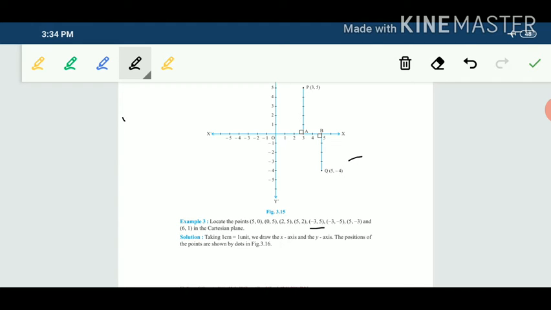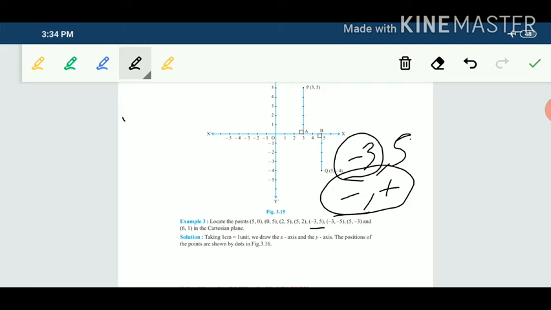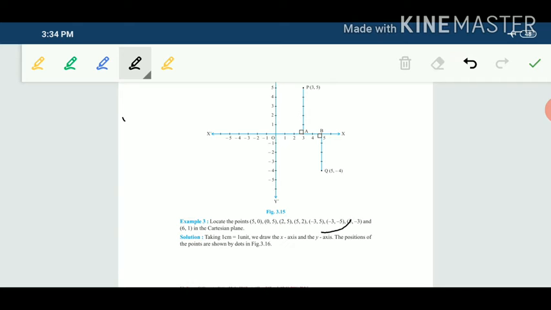Next is (-3, 5). Now the x value is negative and the y value is positive. So in which quadrant is it lying? Yes, it is lying in the second quadrant. Next is (-3, -5). Both x and y are negative. In which quadrant is it? Yes, it is in the third quadrant. Similarly, we can check all the coordinates to see where they are lying.